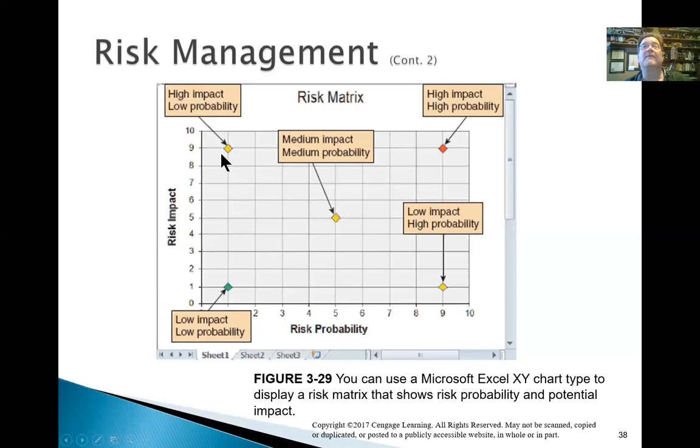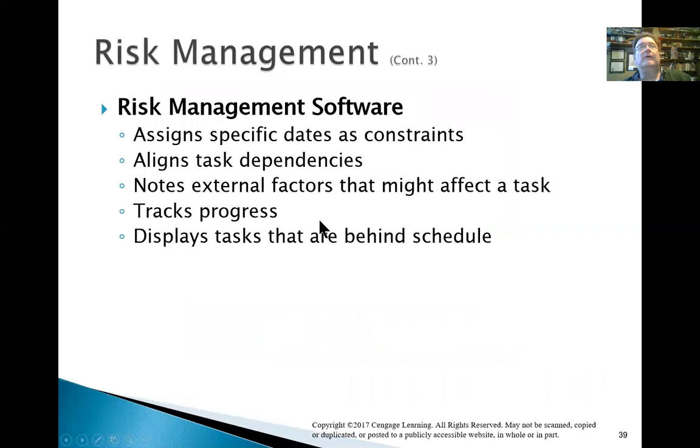So anyway, I would think that this risk here, low impact, low probability, probably isn't going to get much attention. If it's got a high impact and a high probability, that's definitely going to get a lot of attention. And then after that, it's up to management, you and your stakeholders, to figure out how you're going to mitigate these risks, or if you even are going to. All right. There's software for this, of course, and you can use software if you want.